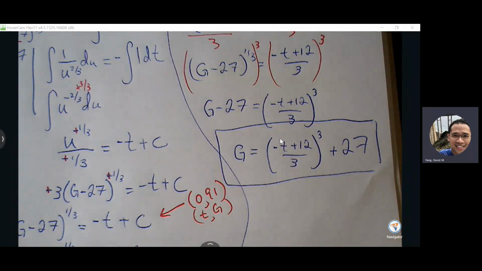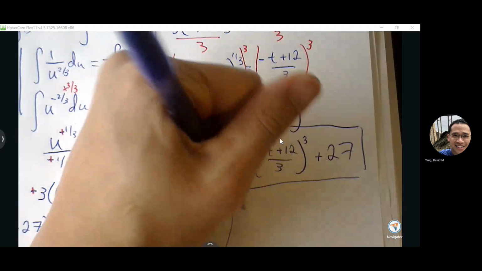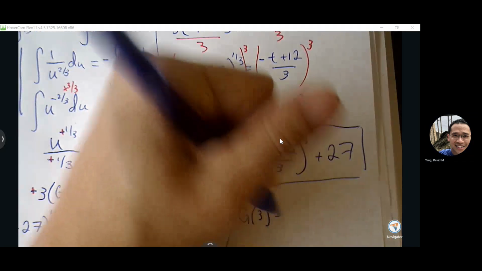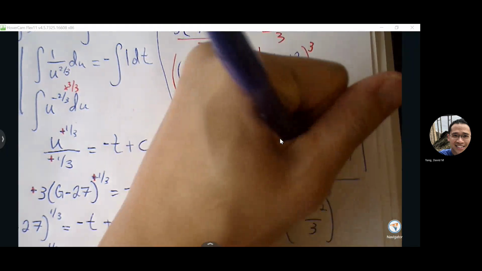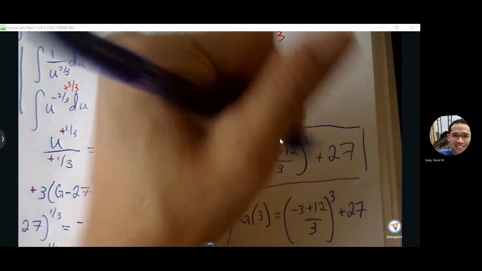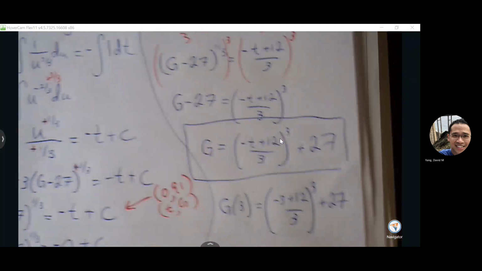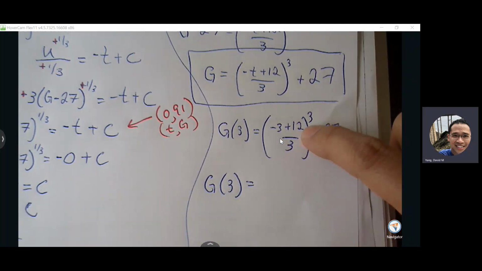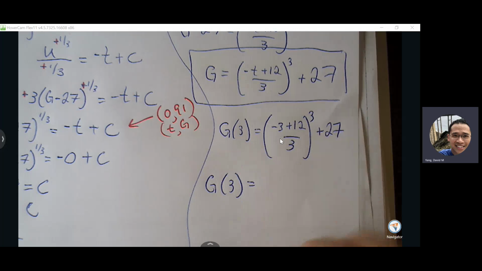Finally, it's asking us to figure out, based on this model, what is the temperature at T equals 3? So just plug 3 in for T and find G. This is negative 3 plus 12 is 9. 9 over 3 is 3. 3 cubed is 27. 27 plus 27 is 54.